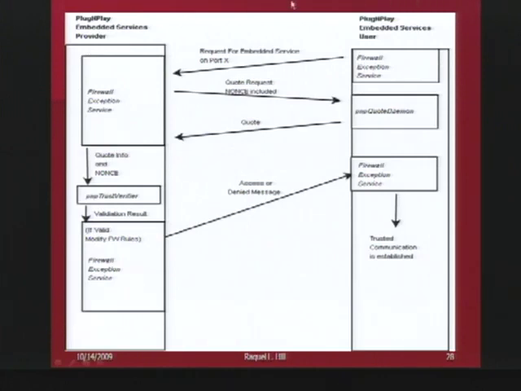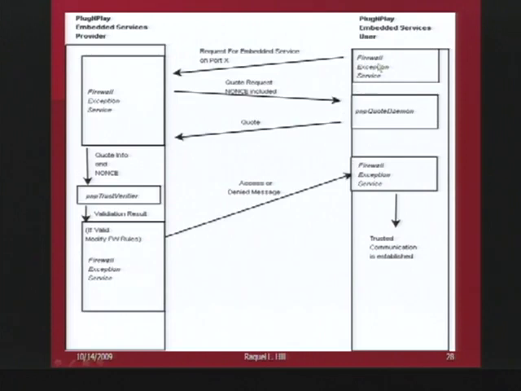Okay. So when we look at this particular figure, I apologize because I know the words are not large enough. This is how we see this interaction occurring. You have your plug and play embedded services user, and you have the provider. The provider is actually going to evaluate the remote user or the remote entity. Think of this as an ATM.